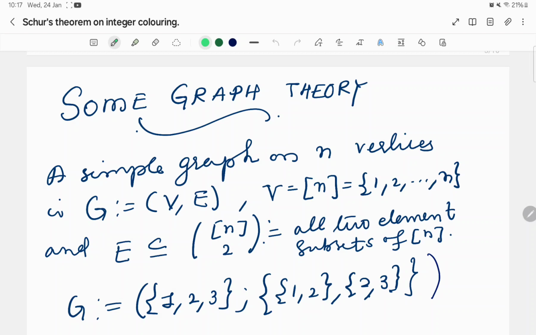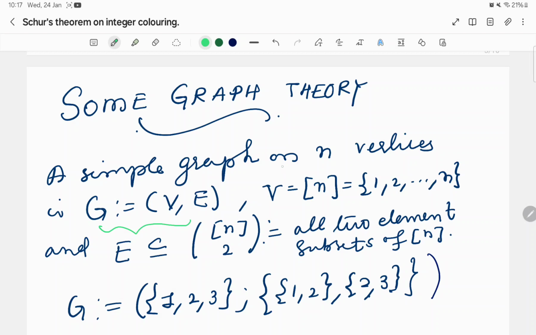Graph theory is about combinatorial objects like vertices and edges. I'll give you some basic idea about graphs. A graph contains vertices and edges, and there is a relation between them. Normally we are going to talk about simple graphs. I'll tell you what that means.